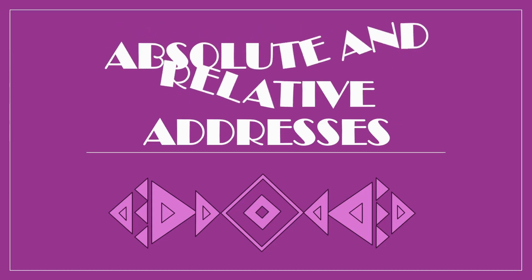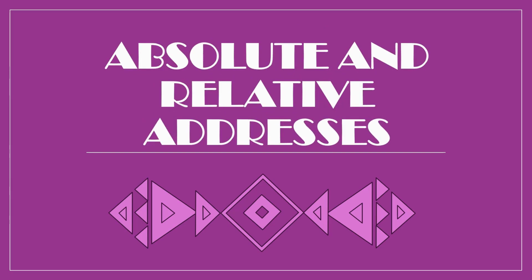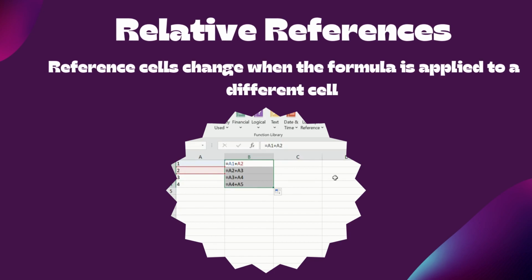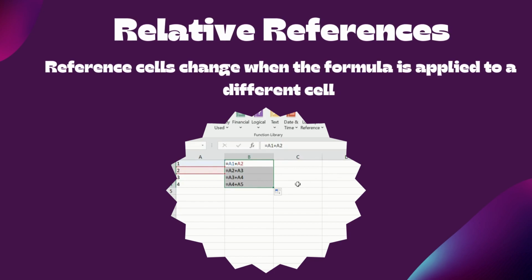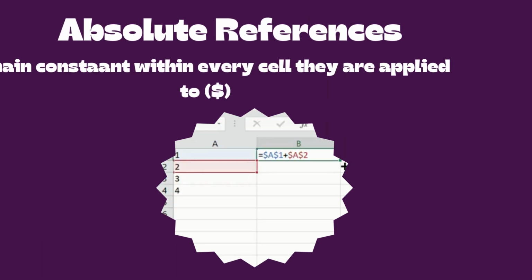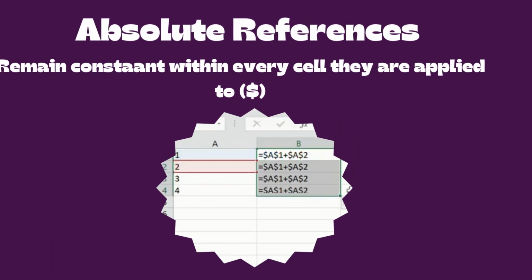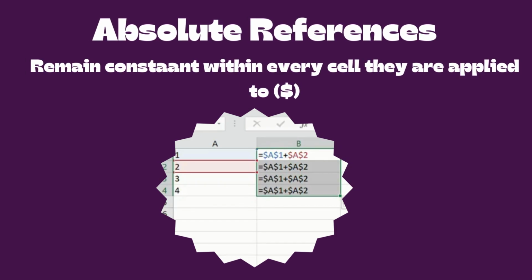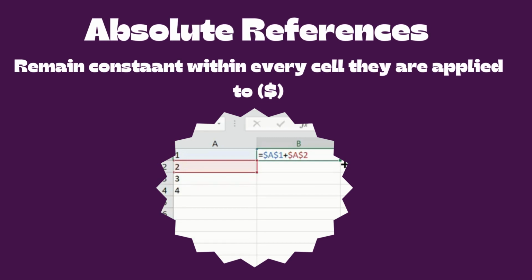Now, let's move on to absolute and relative addresses. A relative address is a type of formula where the reference cells change when the formula is applied to a different cell. You can see in the example below. An absolute address, much different from the relative address, will remain constant within every cell the formula is applied to. You can see in the example below.